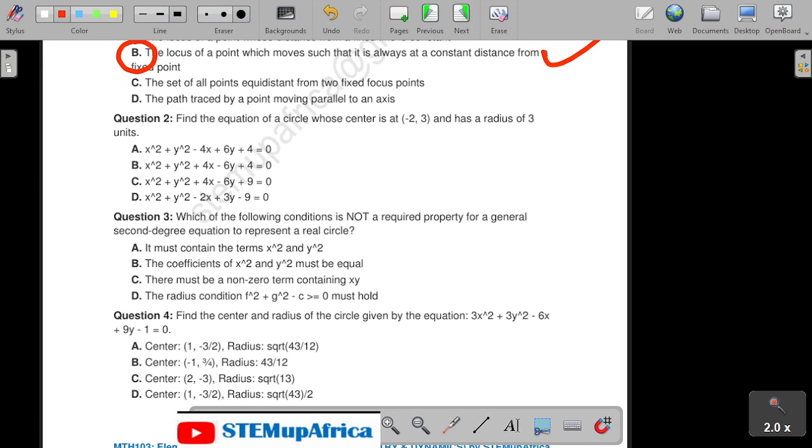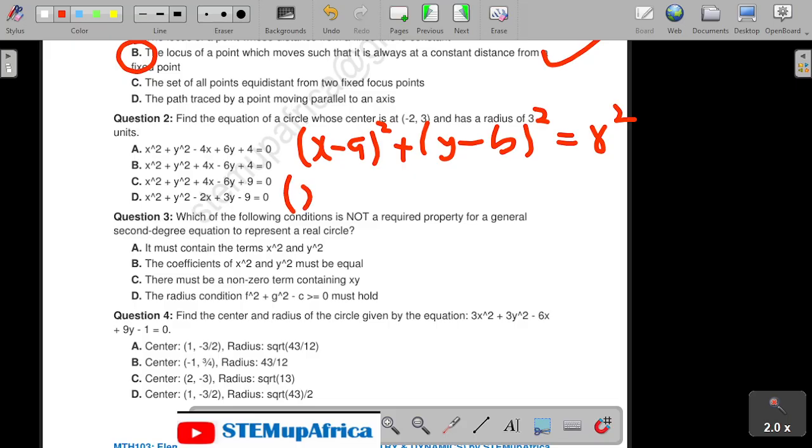Then number 2 is to find the equation of a circle whose center is this and radius is this. The equation of a circle is written as x minus a squared plus y minus b squared equals r squared. So the a and b are the centers, and the center is given to us as minus 2 and 3. So the minus 2 is the a and 3 is the b.